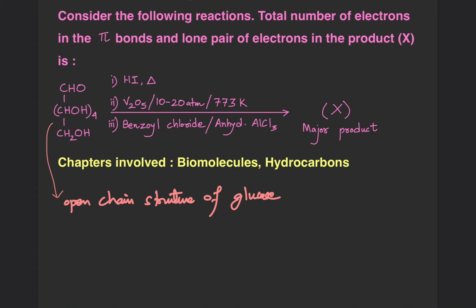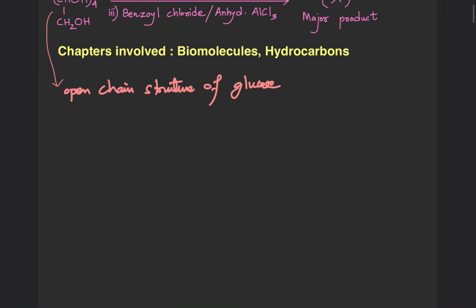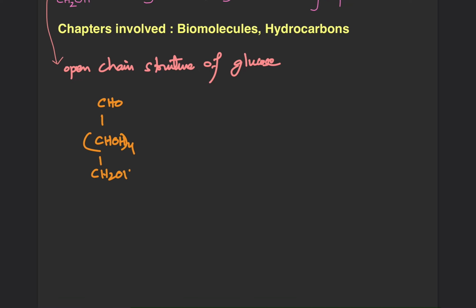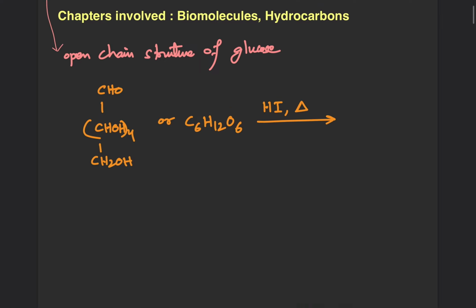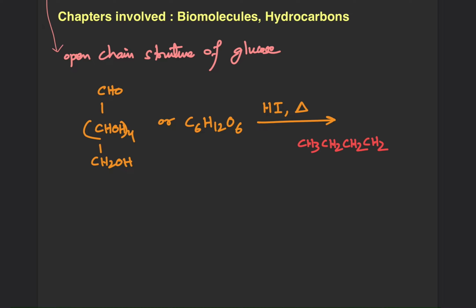Okay, that is, with respect to reaction, I can write CHO, CHOH 4, CH2OH, or you can simply write C6H12O6. Reacting with HI and heat will give us n-hexane, which is CH3, CH2, CH2, CH2, CH2, and CH3. So this is our n-hexane.